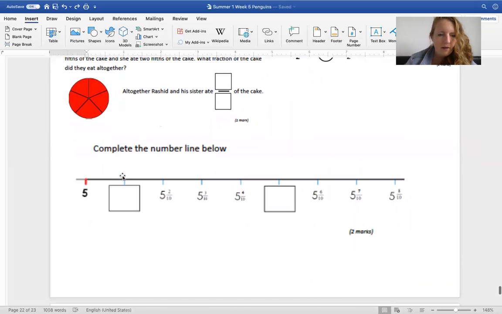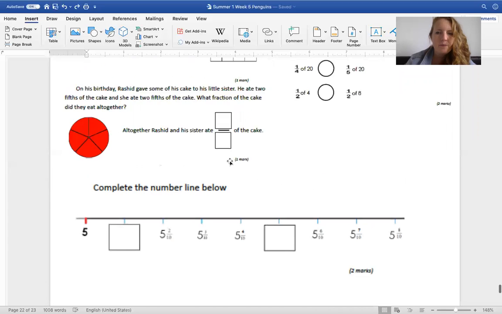Complete the number line. Hopefully it will be fine on your computer as well, but here you have 5 and it's counting in tenths. So it's the same thing that we did with 1: 0, 1 tenth, 2 tenths, 3 tenths, 4 tenths, 5 tenths, 6 tenths, 7 tenths, 8 tenths, 9 tenths, 10 tenths being the 1. This would be if our number line kept on going. Now we're actually starting at 5. So 5 and something, 5 and 2 tenths, 5 and 3 tenths, 5 and 4 tenths, 5 and 5 tenths, 5 and 6 tenths, 5 and 7 tenths, 5 and 8 tenths. So you'll just need to fill these two out.